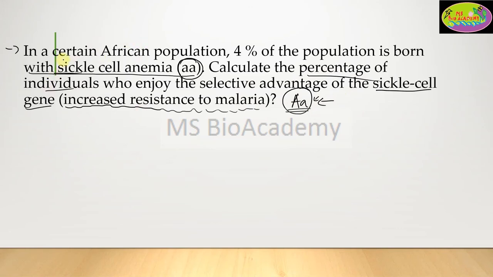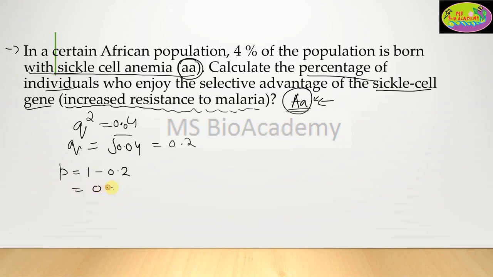Here they have mentioned that in a certain African population, 4% of the population is born with sickle cell anemia disease. That means they have given you that q square is equal to 4%, or 0.04. That means q is the square root of 0.04, which comes to 0.2. So we got the q value. Now we can calculate the p value also: just 1 minus 0.2, that is equal to 0.8.